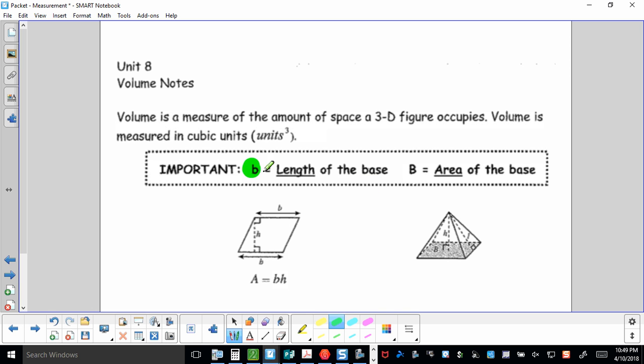The little b is the length of the base. So it would just be the length, the side length. But the big B is the area of the base.